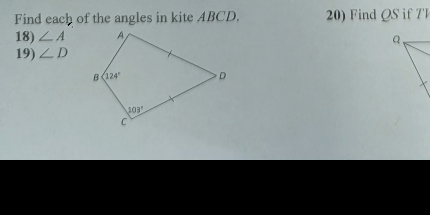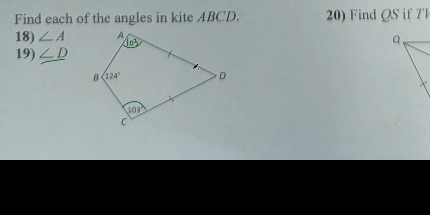So here we go. Find each of the angles in this kite. Angle A, that's easy. You can do that super quick, no math involved. Remember, a kite has exactly one pair of equal angles, and these two are the ones that are equal. All right, this is 103, that's 103 right there, piece of cake.